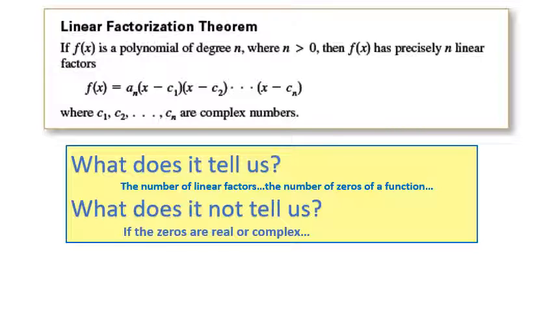Well, the number of linear factors tells us the number of zeros of a function, because remember, we could take the linear factors, set them equal to 0, and solve. But the linear factorization theorem, while it might tell us the number of zeros of the function, it does not tell us if the zeros are real or complex. So you may have 3 linear factors, but you may only have 1 that's real and 2 that are complex. You might have all 3 that are complex. So we just know how many factors we have and how many zeros we have, but we don't know whether they are real or complex.